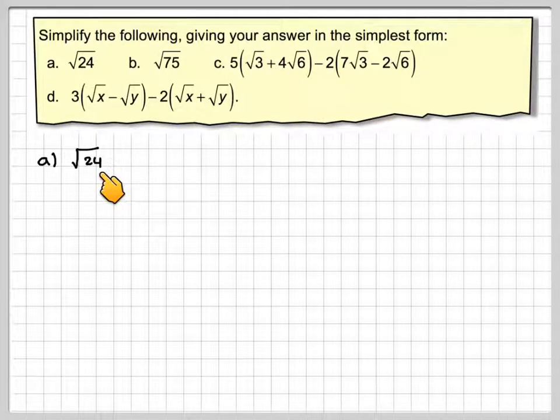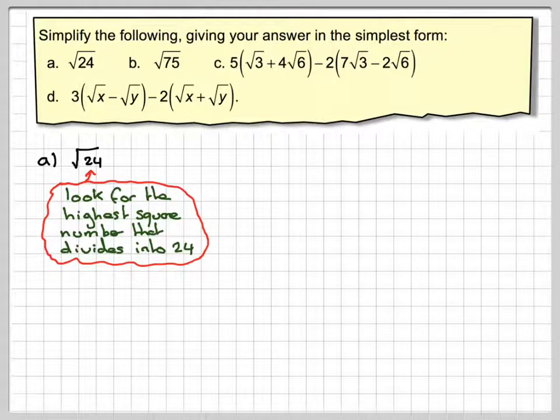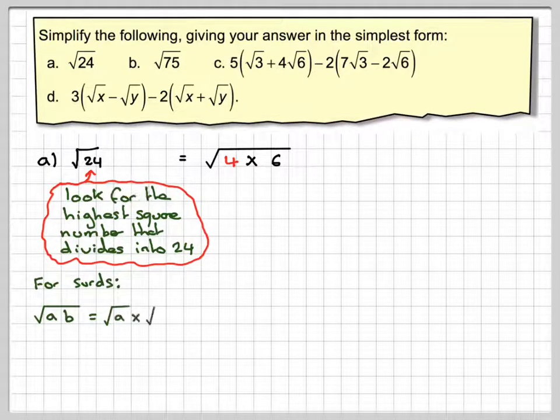So if we want to simplify this, what you've got to do is look at this number, and try to find the highest square number which divides exactly into it. So the highest square number that divides into 24 is 4. So we write 4 times 6. We haven't changed the meaning because 4 times 6 is 24.